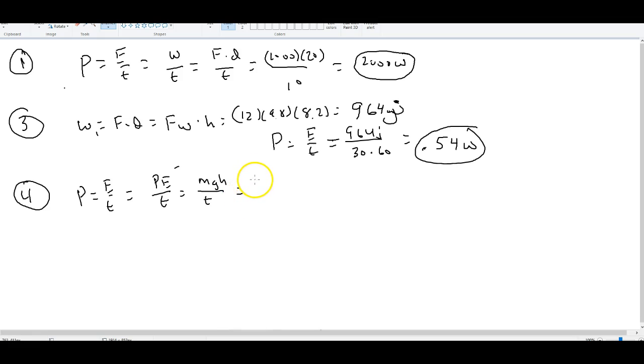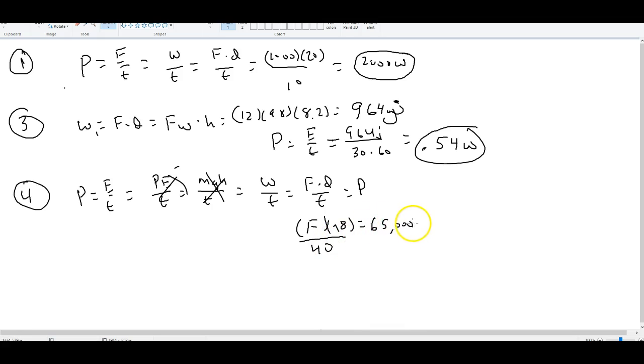The mass is, oh wait, it says force. Force, bad choice. Let's go work because work has force in the equation, right? So force times distance divided by time is equal to the power. Now I'm going to set up my equation. Force is what I'm looking for. Distance is 18 meters, divided by the time it takes to do it, which it says is 40 seconds. So how much power? The power it says is 65 kilowatts, so I go 1,000 watts.